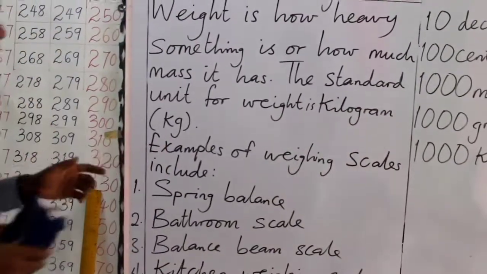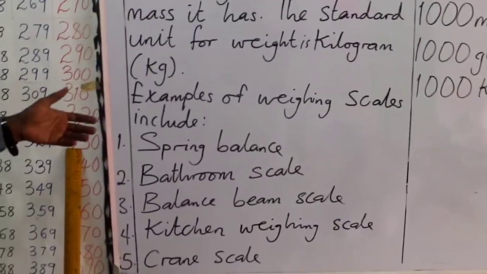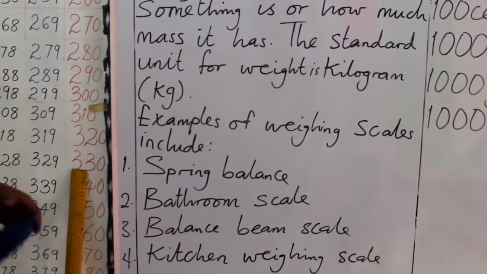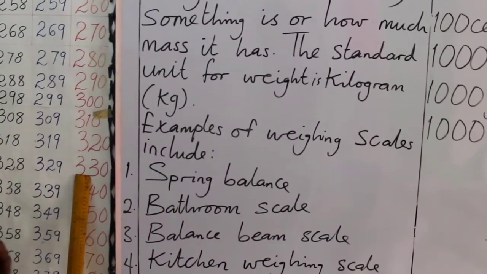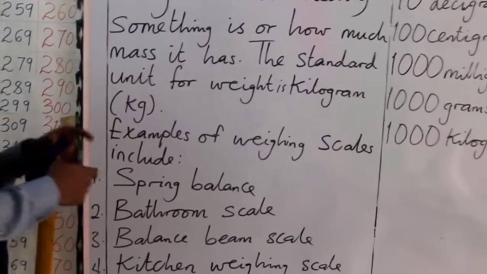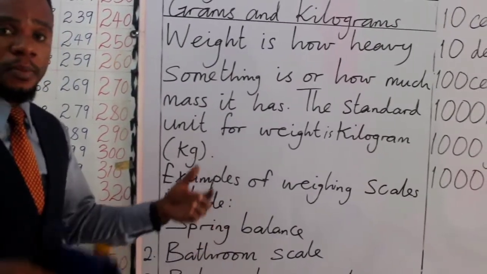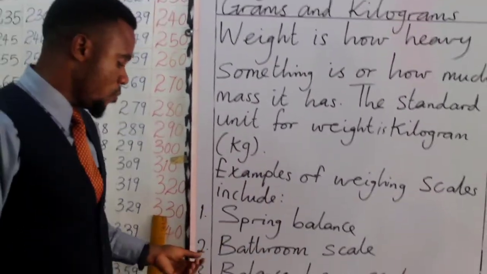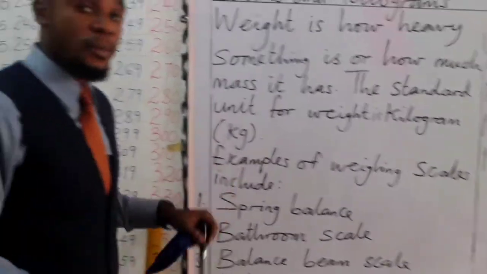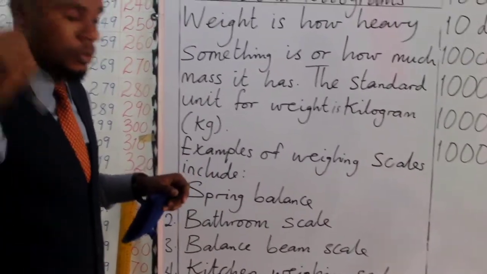Now we want to look at some of the weighing scales. When you go to a shopping mall or the market, you see different weighing scales. Number one is called the spring balance. It's used to measure or weigh something. We have the bathroom scale. You have it at home, in the hospital. You stand on it and take your measurement. It tells you how much you weigh.